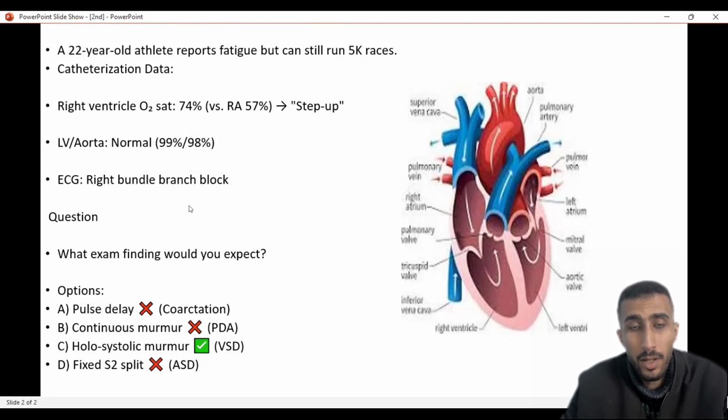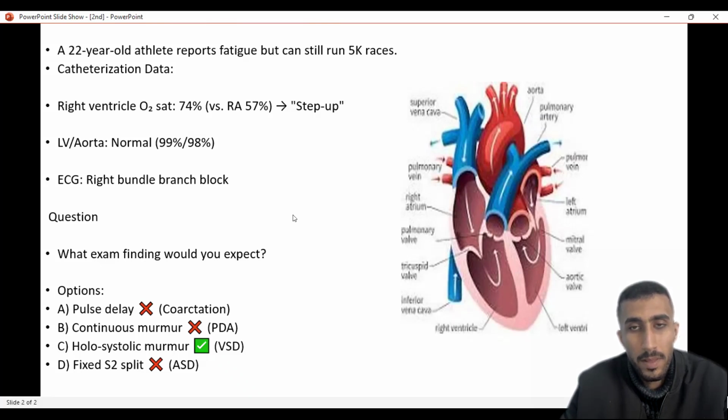Second scenario, as in our case here, there is a step up of oxygen saturation between the right ventricle and the right atrium, and this is due to VSD, that causes blood going from the left ventricle to the right ventricle. Third possibility is a step up of oxygen saturation between the pulmonary artery and the right ventricle, and this is mainly due to patent ductus arteriosus. Patent ductus arteriosus is an abnormal connection between the aorta and the pulmonary artery, and the oxygenated blood goes from the aorta to the pulmonary artery and causes this step up of oxygen saturation.